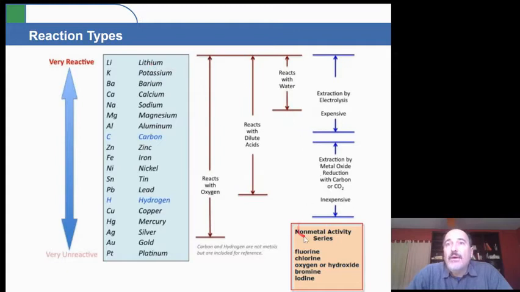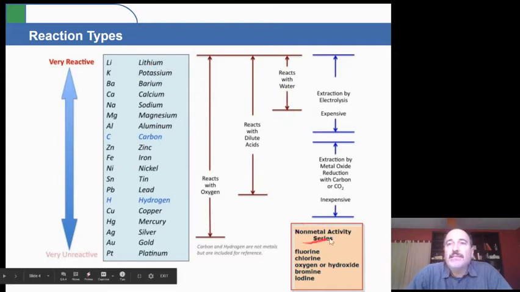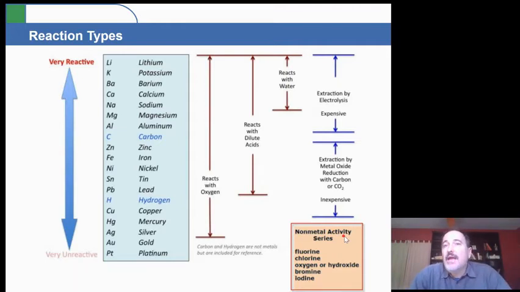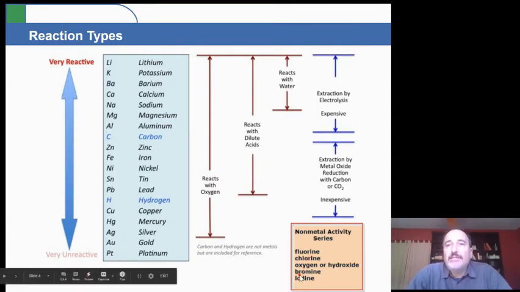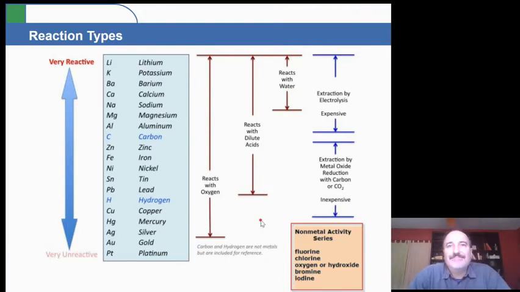Now, the other thing is here, this is the non-metal activity series. So these are the common things. Basically, fluorine will replace anything. But bromine, if bromine's by itself, won't replace fluorine, chlorine, oxygen, or hydroxide, but it will replace iodine and so forth.